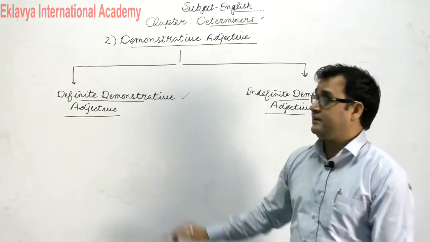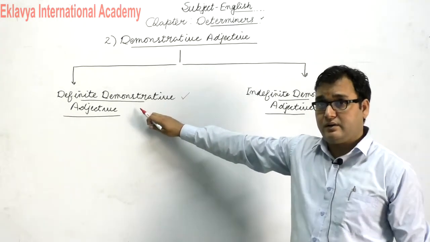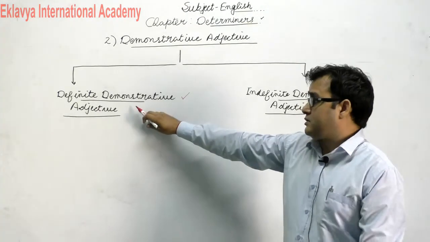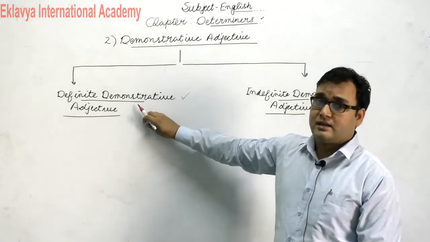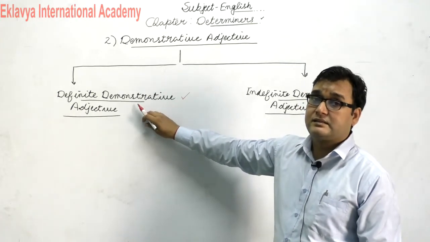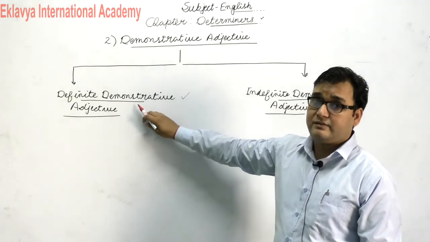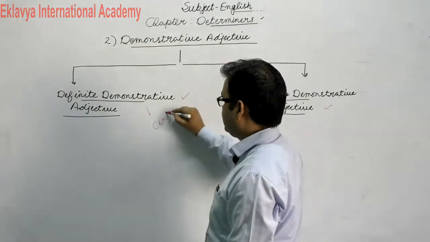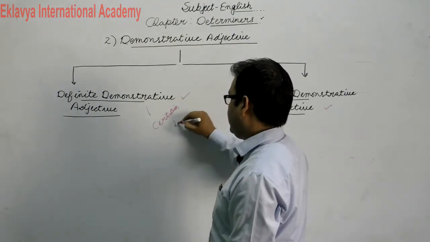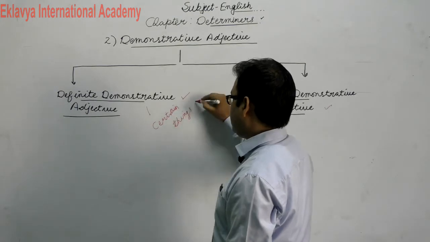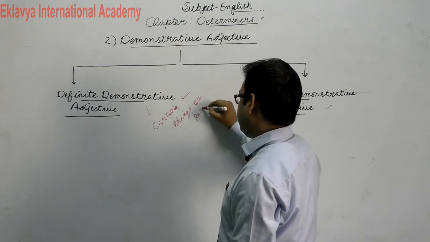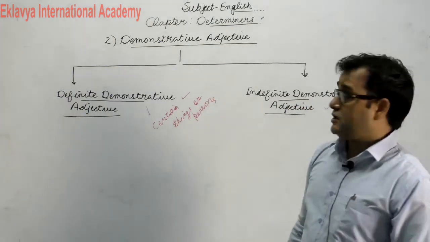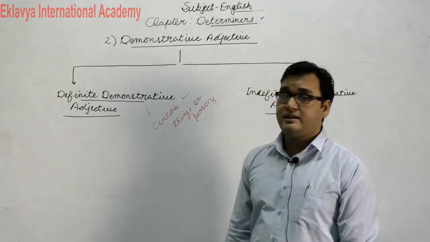Definite demonstrative adjective. I'm telling you the line and the meaning of this demonstrative adjective orally. A definite demonstrative adjective is an adjective that points out certain things or persons. An adjective that points out certain things or persons is known as definite demonstrative adjective.